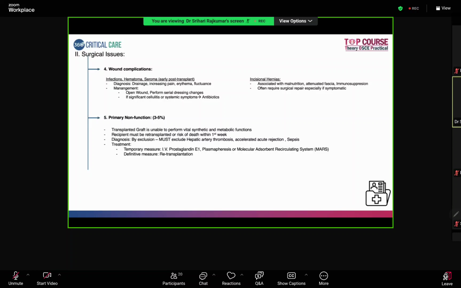With regard to the surgical-related issues, we saw five issues. One was hemorrhage; then vascular, that is hepatic artery thrombosis, hepatic venous thrombosis, or portal vein thrombosis. Then biliary complications, either in the form of a leak or a stricture. Then wound complications: wound site infections, hematomas or seromas, or incisional hernias. And last is primary non-function.